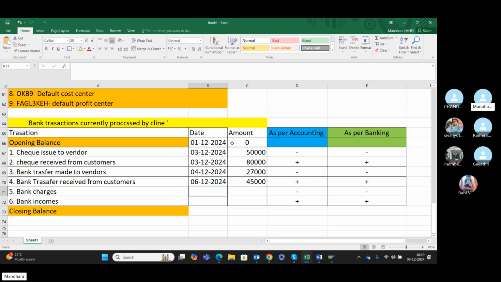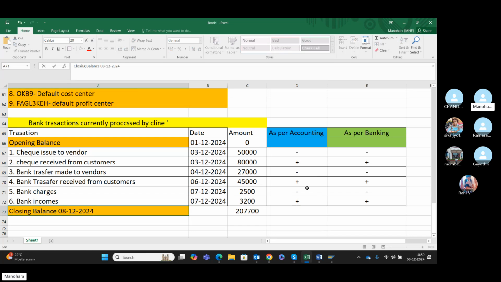ఓకే. అండ్ మళ్ళీ సేమ్ 6th. సో బ్యాంక్ ఛార్జెస్ ఎంత ఉంది? 7వ తారీఖు 7th పెట్టుకున్నాం. బ్యాంక్ ఛార్జెస్ వచ్చినది 2,500 పెట్టుకుందాం. సరేనా? సేమ్ డేట్ మళ్ళీ ఇది 3,300. సో క్లోజింగ్ బ్యాలెన్స్ ఎంత వస్తుంది మనకి చూద్దాం. సో ఓపెనింగ్ బ్యాలెన్స్ ఈజ్ ఆల్వేస్ 0. సో క్లోజింగ్ బ్యాలెన్స్ ఇంత వచ్చింది మనకి. ఈరోజు మనం క్లోజింగ్ బ్యాలెన్స్ చూస్తున్నాం అనుకున్నాం. సో 08కి ఇంత ఉంది క్లోజింగ్ బ్యాలెన్స్.